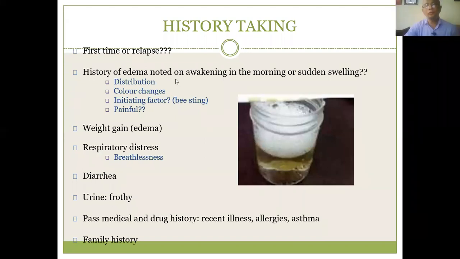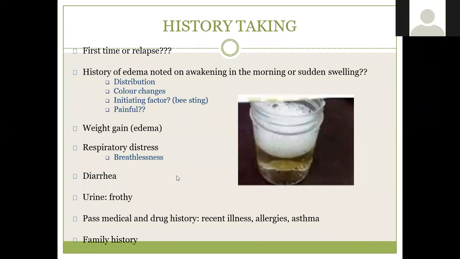So you have to clear from this history taking whether the patient is gaining weight, whether there is any breathlessness, and whether there is any diarrhea. And what about the urine color, whether it is frothy urine, past medical and drug history, whether there is any history of asthma, allergy, or recent illness, whether the patient is taking any steroids, and family history is also important. So from history, you have to clear many points.